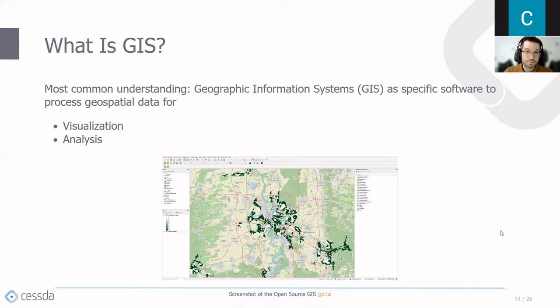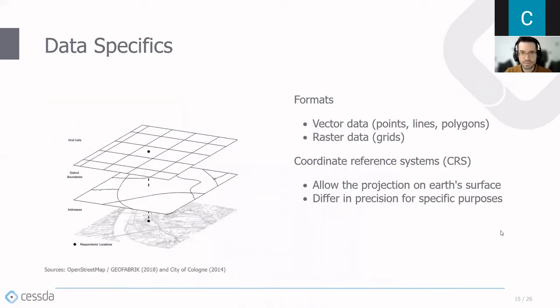Okay, there are several data specifics regarding geospatial data, or even more data specifics, if you will. One is formats, and this directly refers to the different geometries that we have just seen previously. So these points or lines or polygons data are often also called vector data. And these grid data often are called raster data. We will come back to this topic again, and we will use both different data types during this workshop.